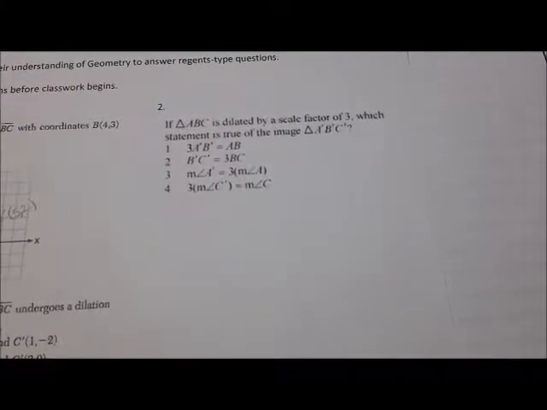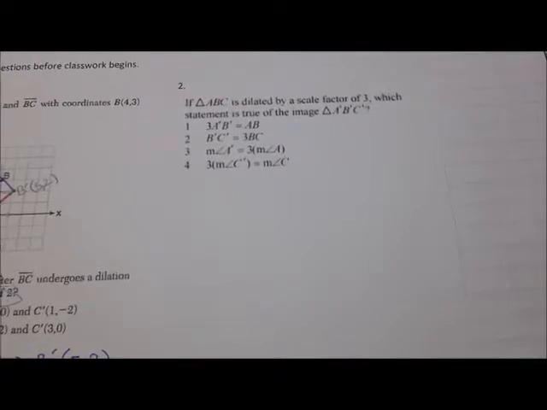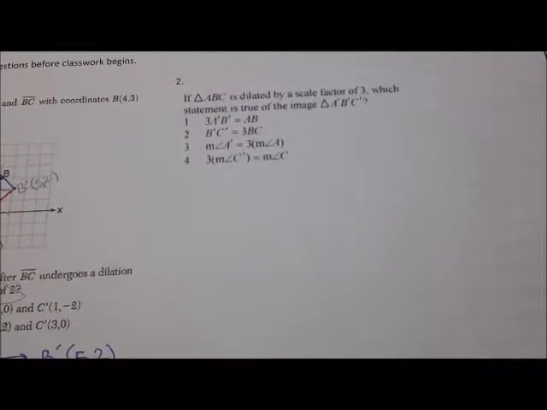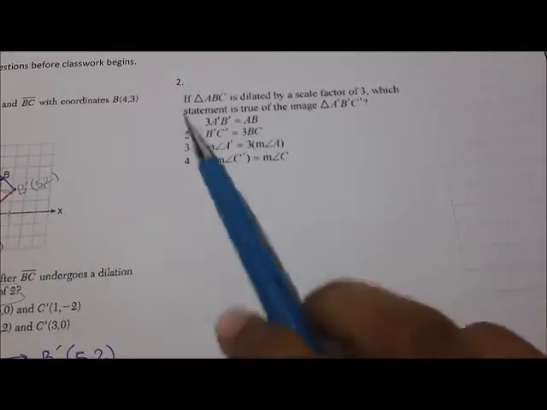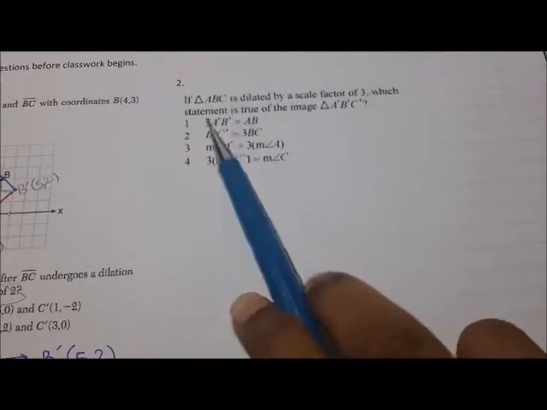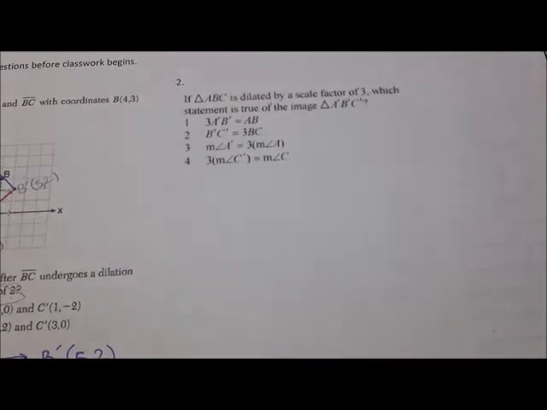Hey guys, so we're going to do another problem with dilating something. In this scenario, though, we don't have any graph, we don't have any coordinates, so we're just going to see how we can work with this. So it says, if triangle ABC is dilated by a scale factor of 3, which statement is true of the image of triangle A prime, B prime, C prime?